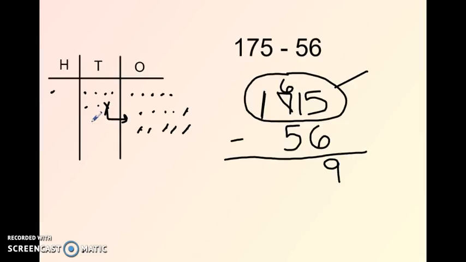Now go over to my tens. This time I'm taking 6 minus 5. Well, I can subtract 5 from 6, so I cross out the 5, which leaves me with 1. 6 minus 5 is 1. And then go to my hundreds. 1 take away nothing is 1. So my answer is 119.